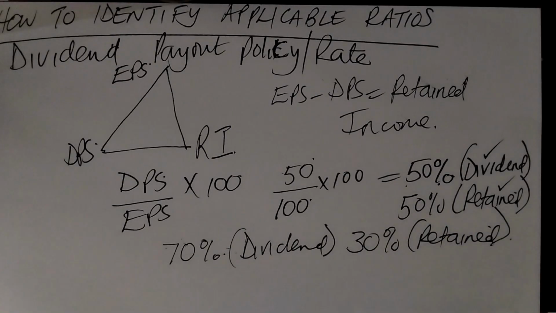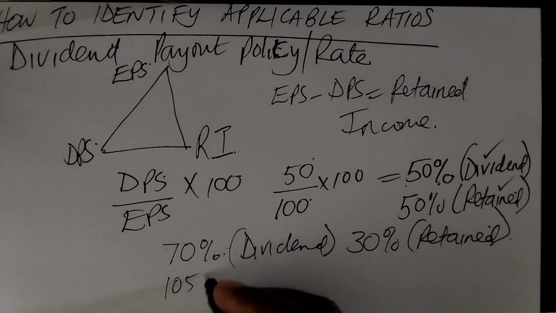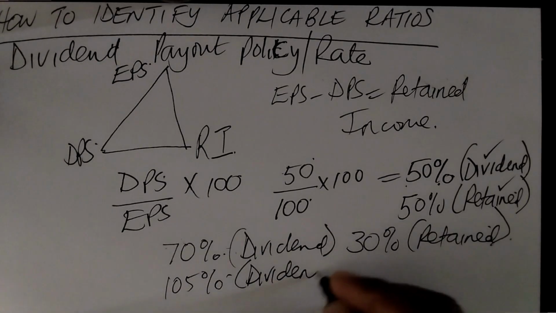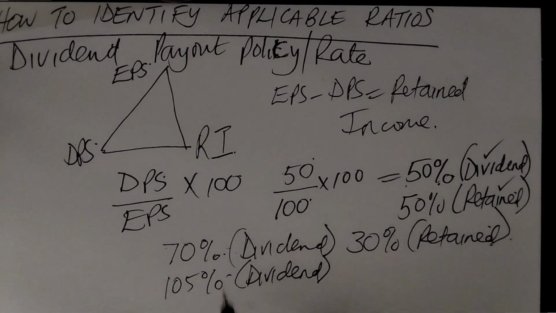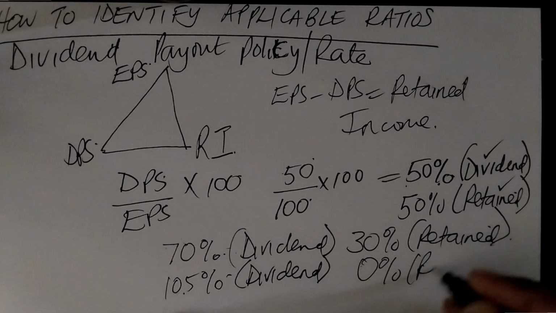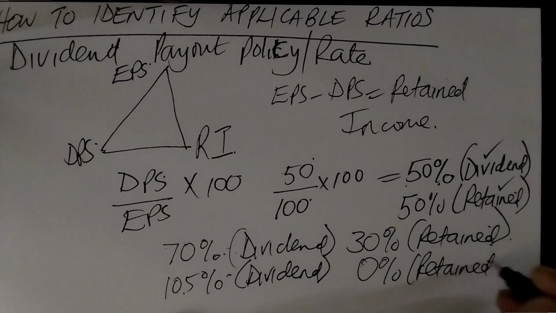Right? You can have a scenario where you calculate the dividend payout ratio and you discover that maybe you get 105. Right? 105 paid as dividend. If you get 105, it means the business distributed all the profit that was made in the year, and also took another 5% from profits of previous years. In this case, nothing was retained.